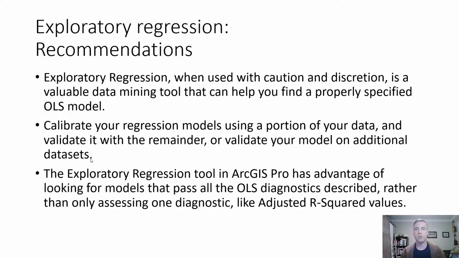Calibrate your regression models using a portion of your data and validate them with the remainder, or validate your model on additional data sets. The exploratory regression tool in ArcGIS Pro has the advantage of looking for models that pass all of the OLS diagnostics described, rather than only assessing one or two, like just the R-squared and adjusted R-squared values. So you can be fairly confident that the probabilities you're getting are accurate, but you can't read more into them than what they actually are, which is just a chance. A high probability is still probability.